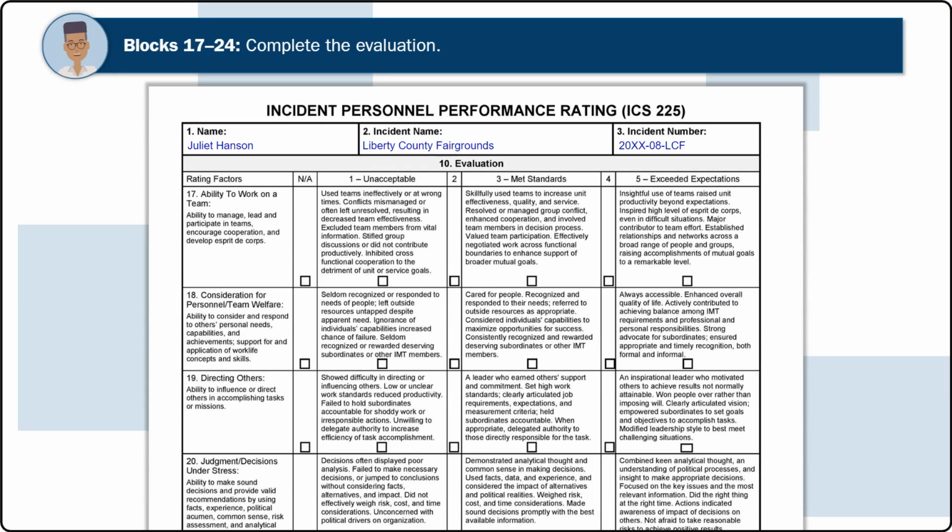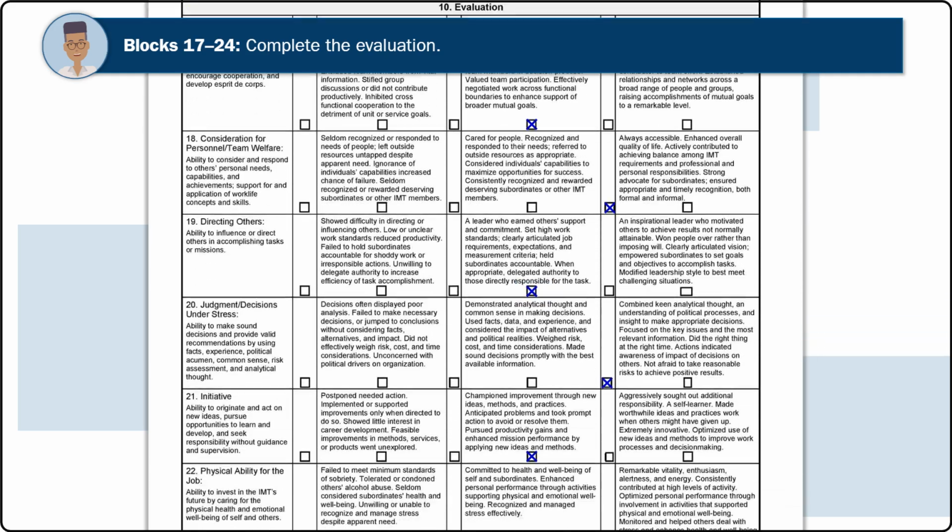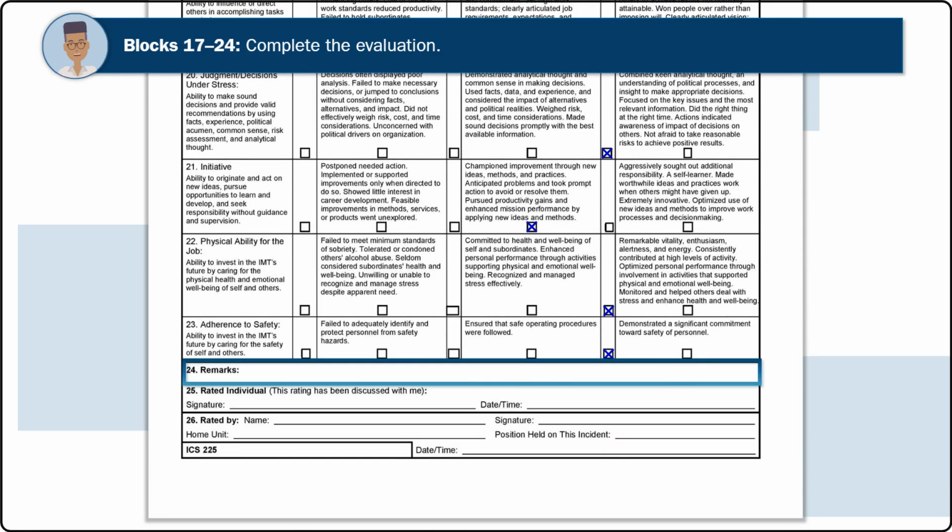Continue completing the evaluation in blocks 17 to 24 by rating the individual. Use block 24 to include pointed feedback on areas they performed well in or areas for improvement. After completing the evaluation, sit down with the rated individual and go over each item. Provide feedback and lay out a path to help the rated individual understand the next steps in their development.